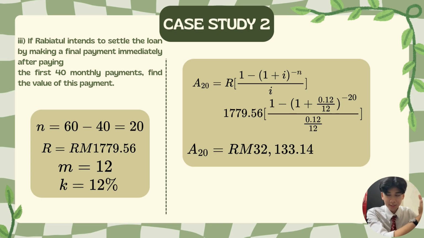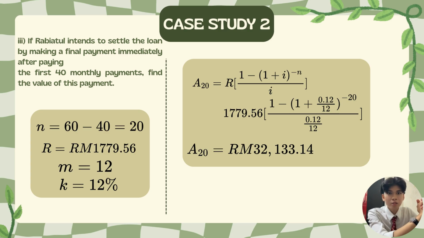For the third question, we need to find the value of this payment, which is A in our formula. Like always, we are going to classify the key information given in the statement and the question. After that, we are going to decide which formula we are going to use. For this question, we need to find the value of the payment.